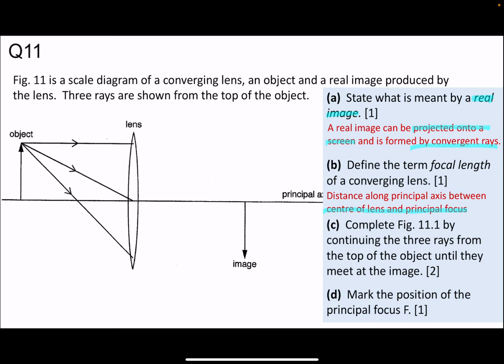Part C, complete figure 11.1 by drawing the 3 light rays until they meet at the image. So this is very straightforward. The 3 light rays will all converge at the top of the image. It is important that you indicate the direction of the light rays with the appropriate arrows. So in this case, where is the principal focus? It will be on the principal axis.